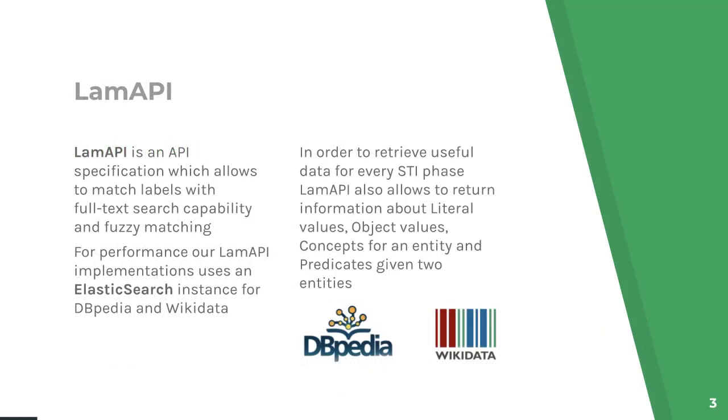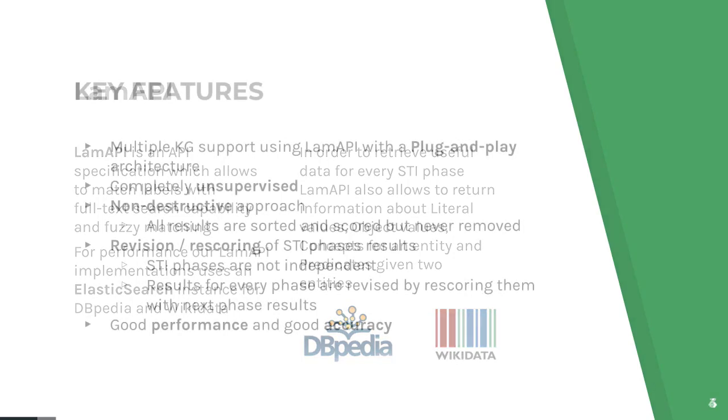LAM-API is an API specification which allows to match labels with full text search capability and fuzzy matching. For performance, our LAM-API implementation uses an Elasticsearch instance for DBpedia and Wikidata. In order to retrieve useful data for every STI phase, LAM-API also allows to return information about literal values, object values, concepts for an entity, and predicates given to entities.